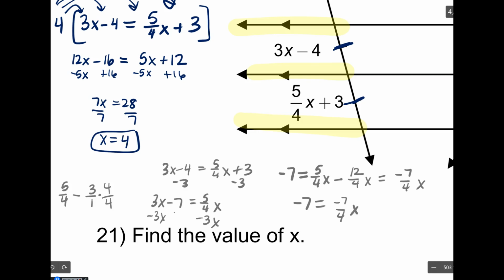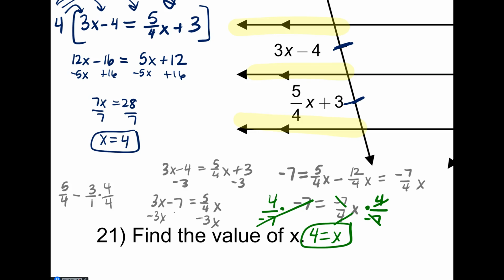So if I multiply by the reciprocal on both sides, multiply by 4 over negative 7. Negative 7 cancels out because those guys go away. I'm left with 4 equals x. So we have the same answer. It's just, you kind of see how this is messy because then we have to deal with fractions multiple times. So I'm trying to give you tools so that way you don't get discouraged and make the little small mistakes.